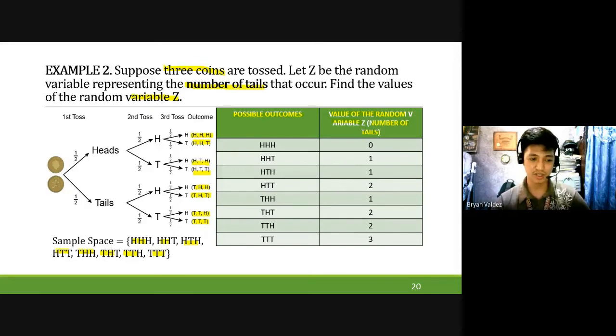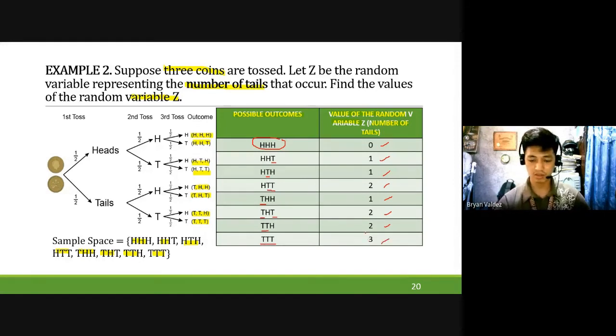So, in our first possible outcome, which is HHH, head, head, head, wala tayong nakitang tail, kaya siya 0. So, dito, ilang tail ang lumabas? Isa lang, kaya siya naging 1. Dito, yung second coin natin, yung tail. Dito, yung second and third coin. Then, tail, head, head, meron tayong isa. Then, dalawang tails. Then, dalawang tails as well. And then, dito, meron tayong tatlong tails, kaya siya naging 3.